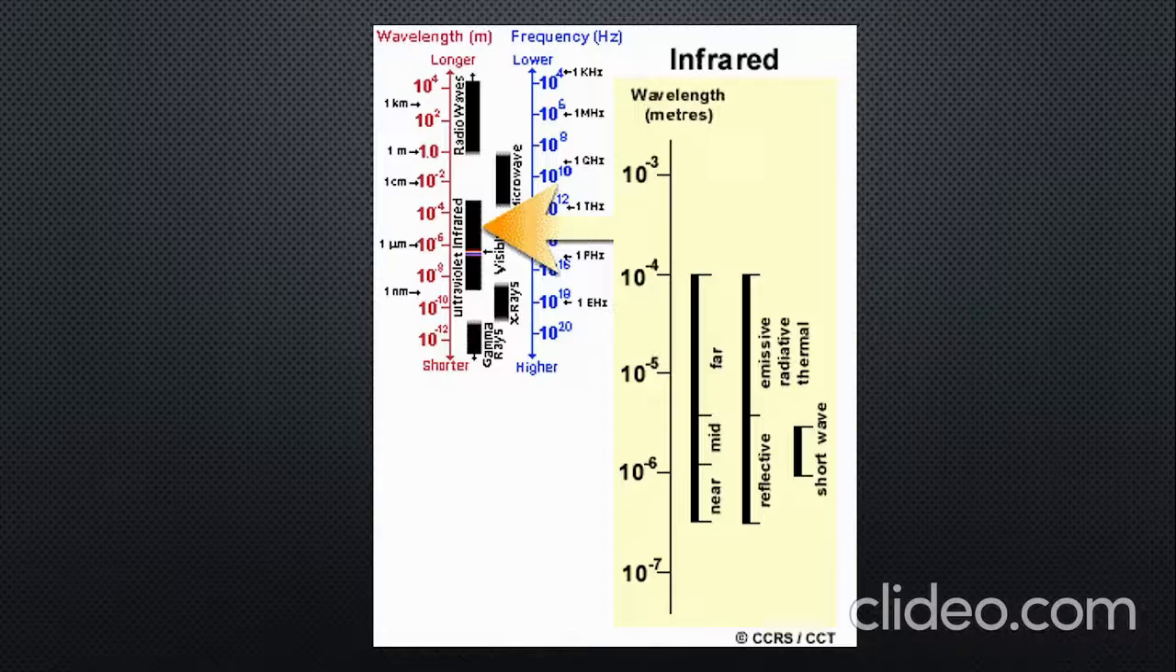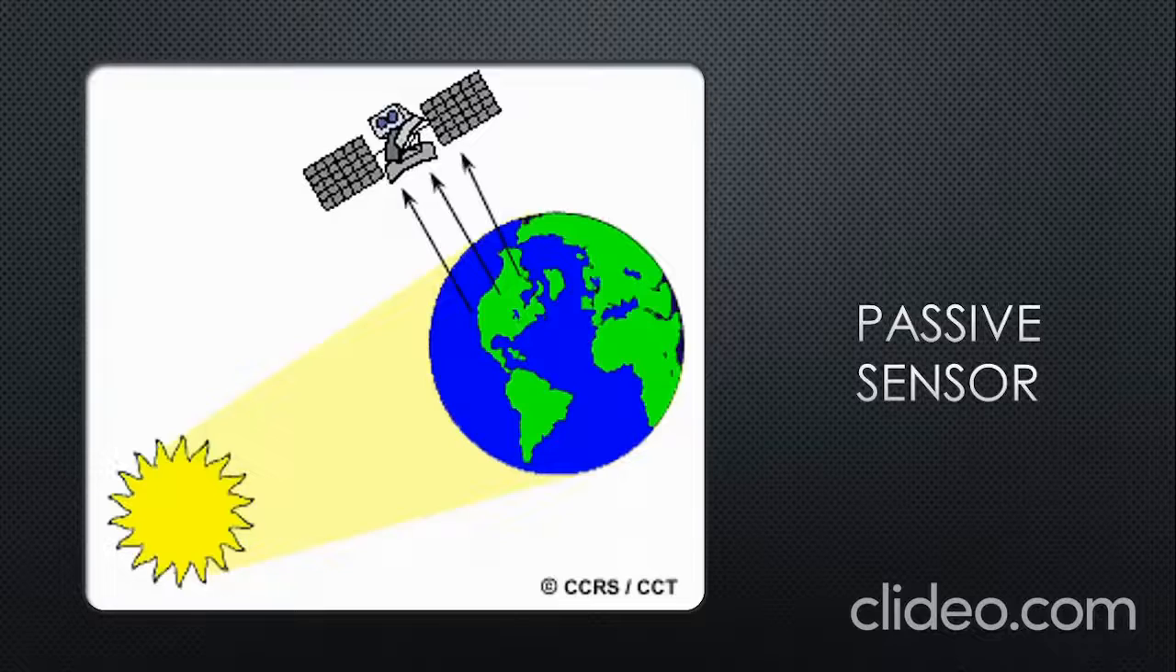The portion of the spectrum of more recent interest to remote sensing is the microwave region, from about 1 millimeter to 1 meter. This covers the longest wavelengths used for remote sensing. The shorter wavelengths have properties similar to the thermal infrared region, while the longer wavelengths approach the wavelengths used for radio broadcast. Remote sensing systems which measure energy that is naturally available are called passive sensors.